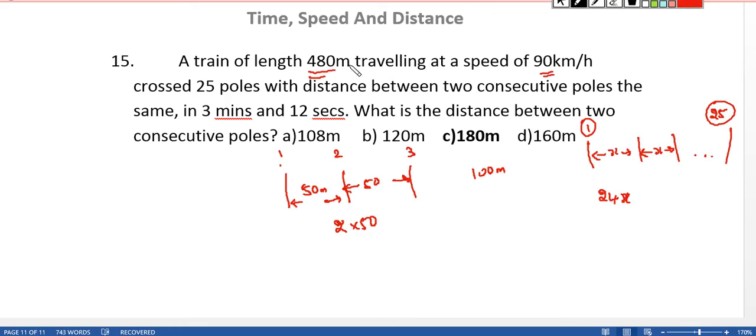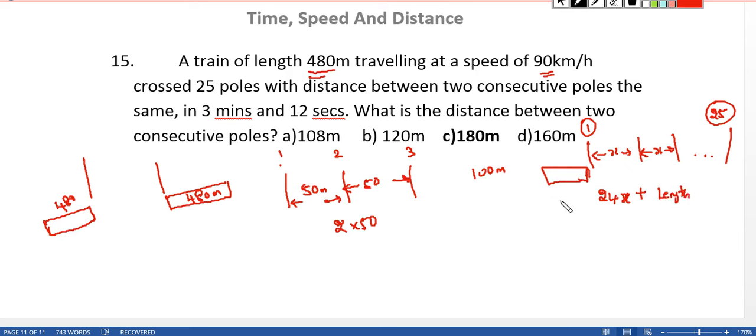Plus, see, for example, if this is pole 1 and say there is a train with length 480 meter, if it crosses this pole, what does that mean? It crosses its own length. This is the starting point, and this is the ending point. So it has covered 480 meter, right? If it crosses a pole, it has crossed its own length, which is 480 meter. So if a train crosses the 25th pole, then how much distance does it cover? It covers the distance between the poles plus the length of the train, right? So distance traveled by the train is 24x plus its own length, which is 480 meter.